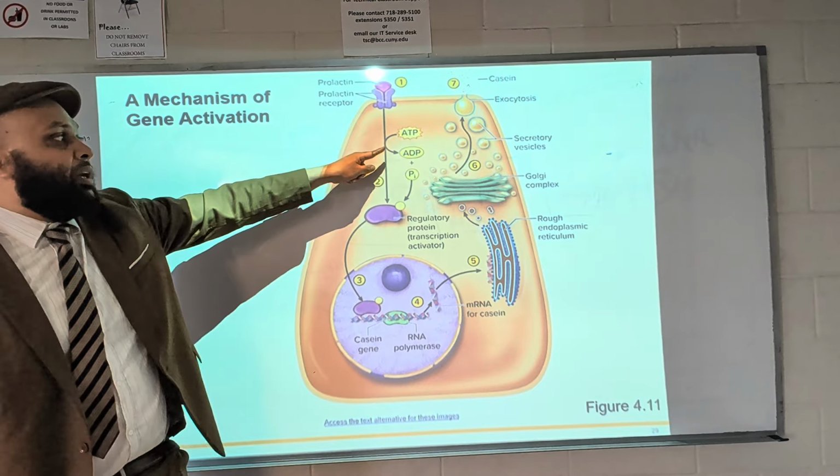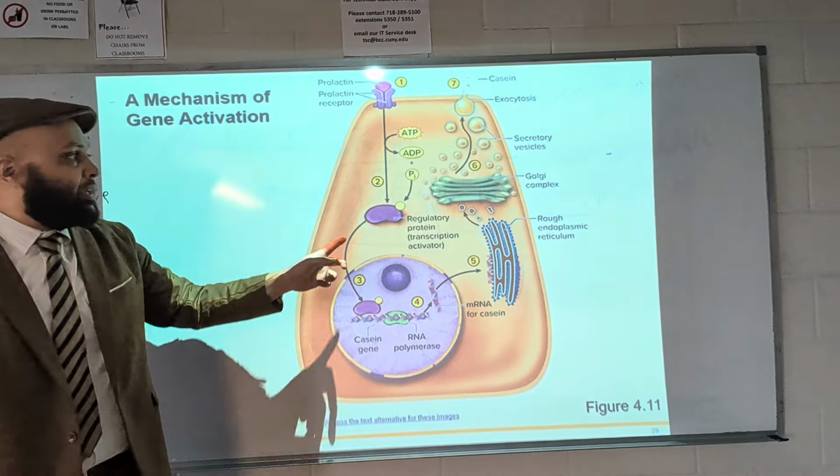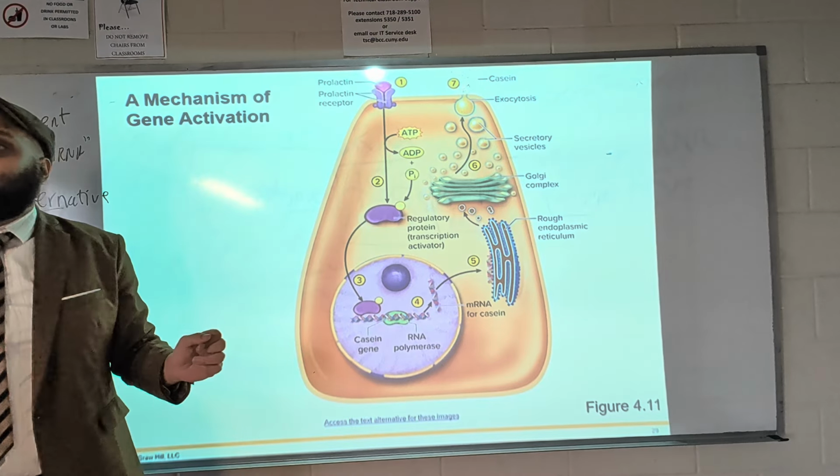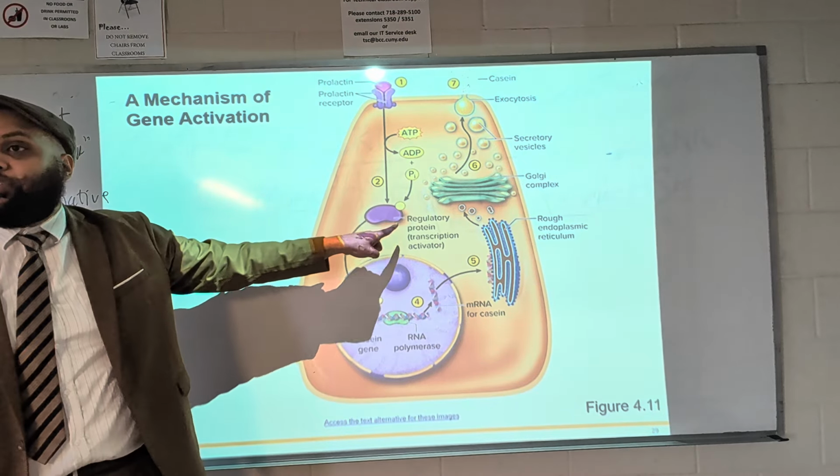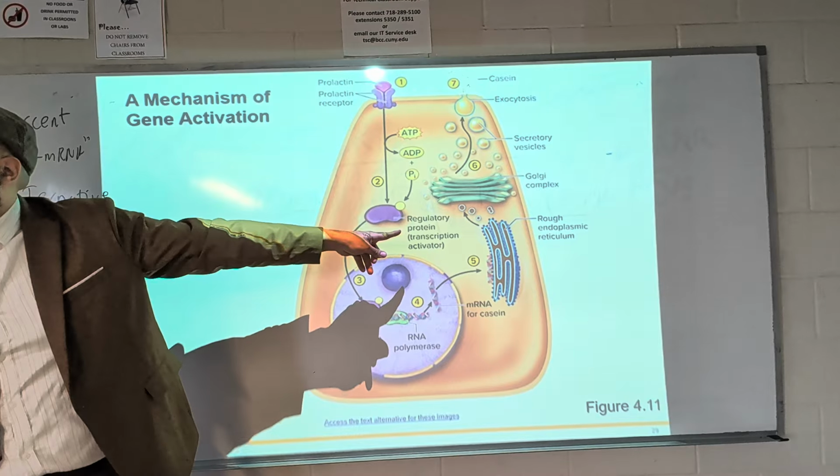When ATP became ADP, that means I lost a phosphate or I gained a phosphate. I lost a phosphate. This phosphate that I lost did not go in vain. You see it? This yellow phosphate, it went and it bound this purple regulatory protein.